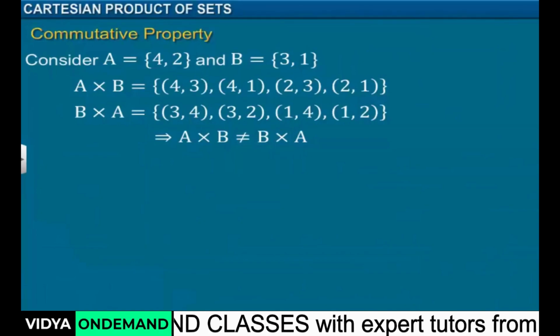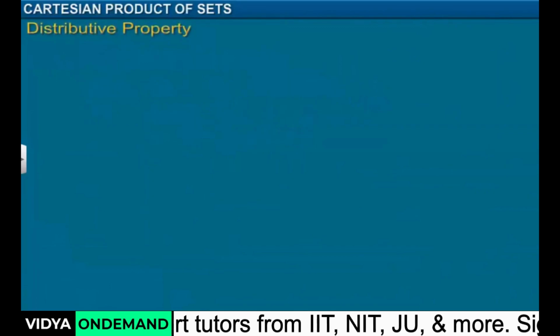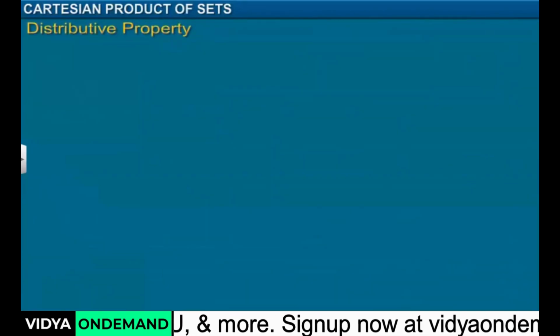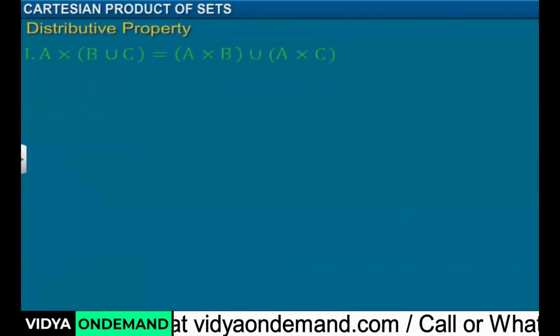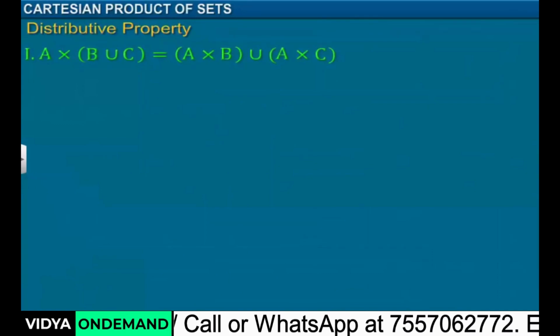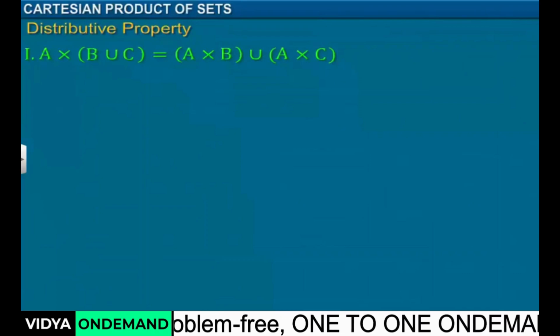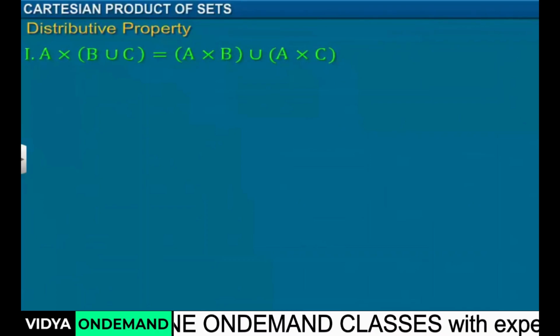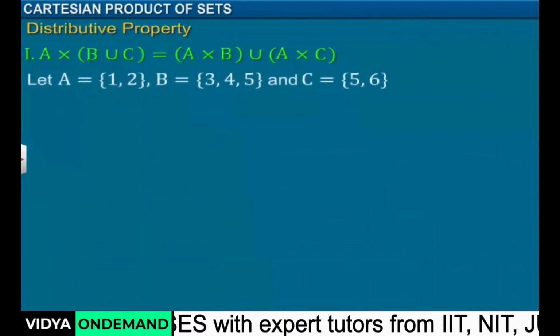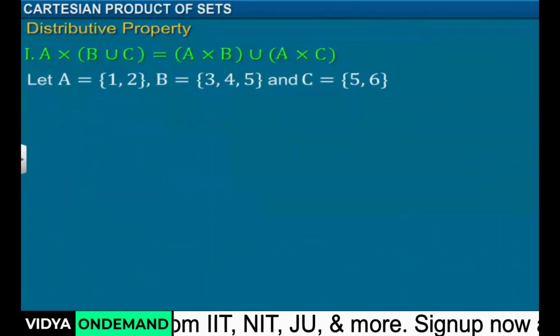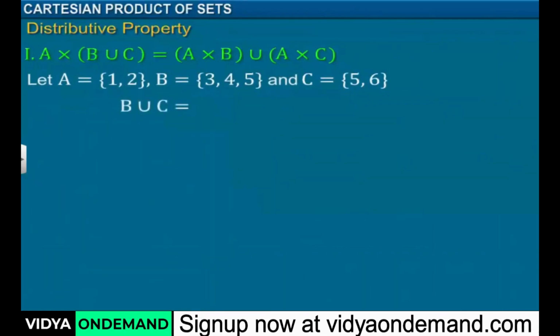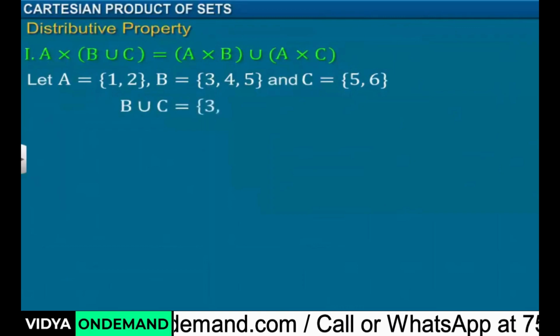Let us now discuss the distributive property. The Cartesian product of A with B union C is equal to the union of the Cartesian product of A and B and A and C. Let's verify this property. Consider sets A, B, and C as shown. Set B union C will have the elements 3, 4, 5, and 6.